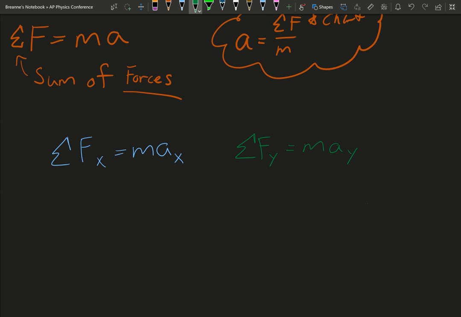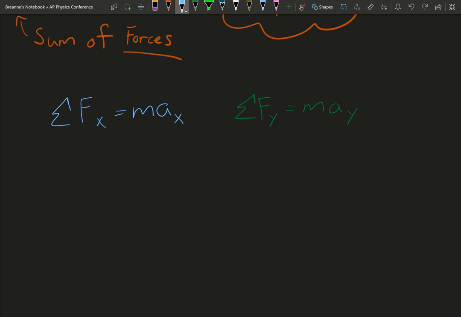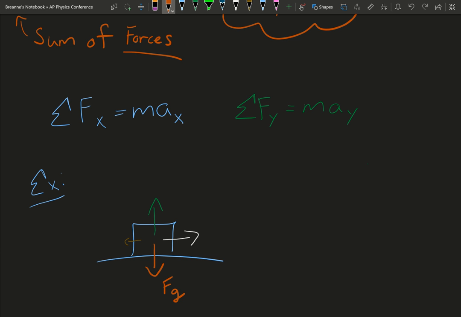So what does that look like? We're going to do a little example here real quick. We have a box. We have a force going down, a force going up, a force going to the right, and a force going to the left. Now remember, direction matters. So hopefully you realize by now, if there's a force going down, it's going to be your force of gravity.